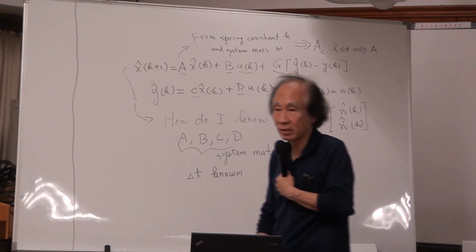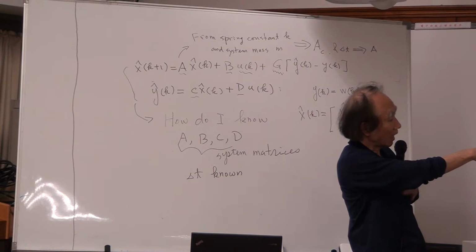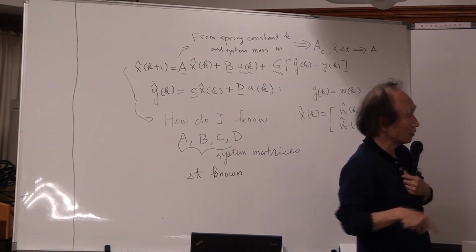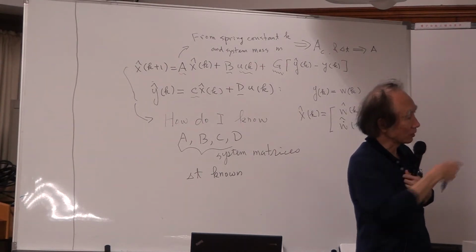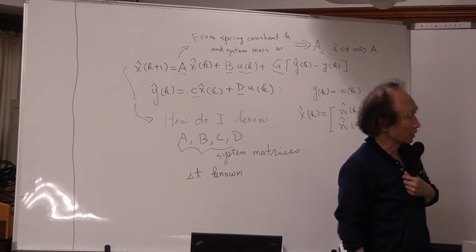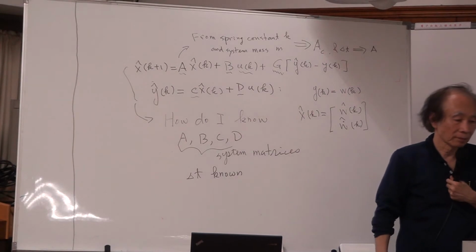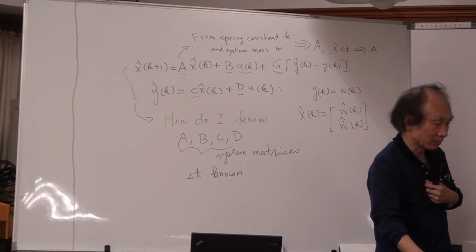That's my output measurement. My measurement is the acceleration measurement. Y at 0, acceleration is 0. Y at 1, acceleration is minus 3. Y2 acceleration is 2, Y3 acceleration is 1. Okay, that's my measurement. That's what I got when I do experiments.